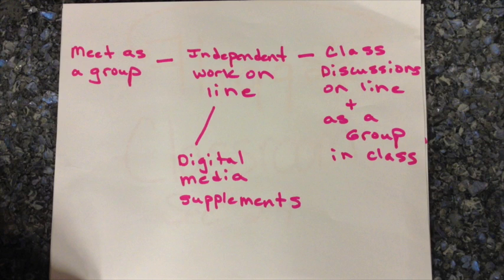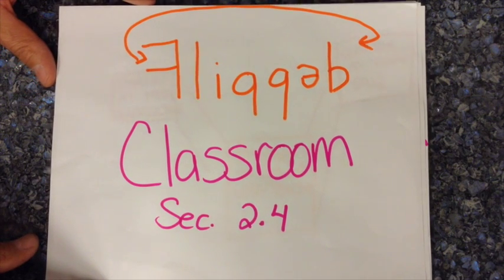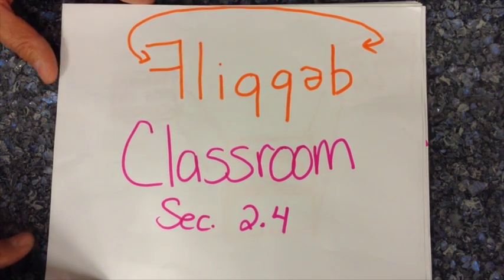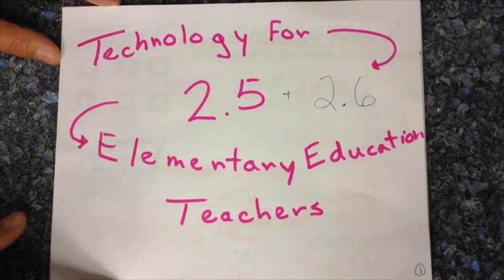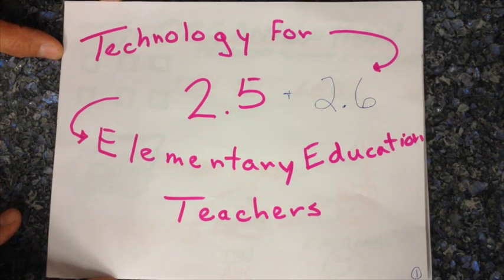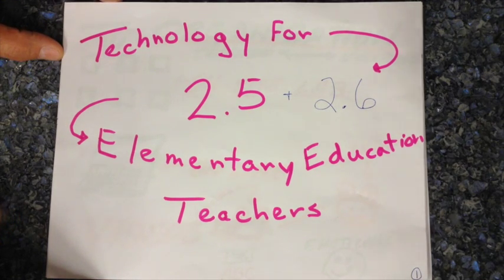Another example, in section 2.4, is the flipped classroom. With the flipped classroom, there's online at-home instruction, and then when they meet as a class, they practice at school with the teacher, and then they have online at-home quizzes. Technology, 2.5, 2.6, for elementary education teachers.